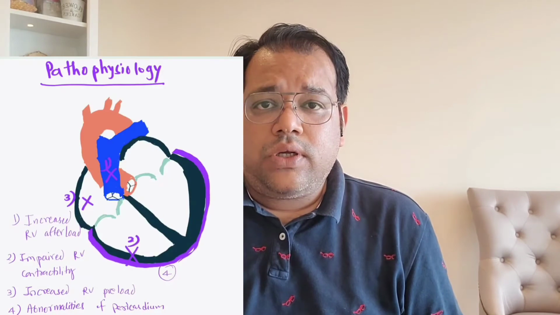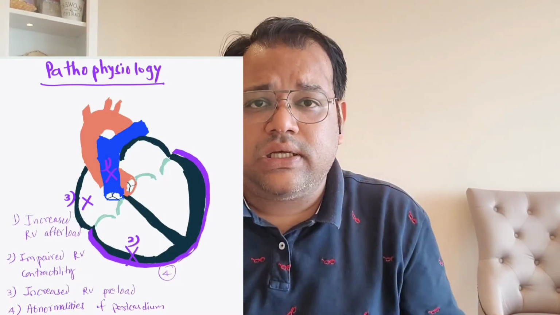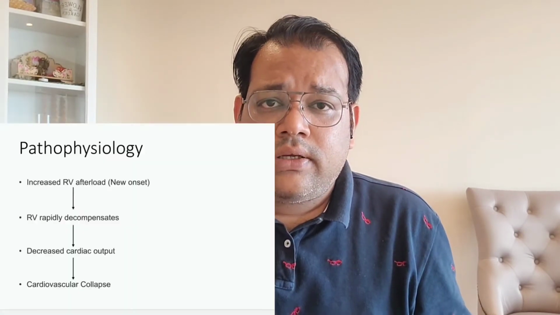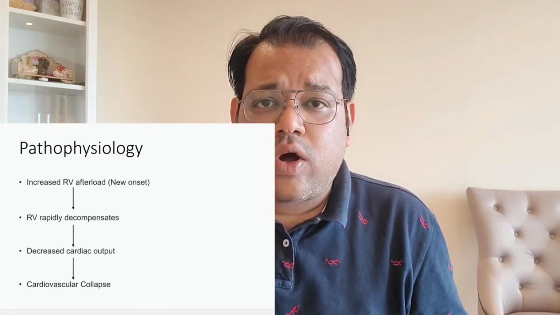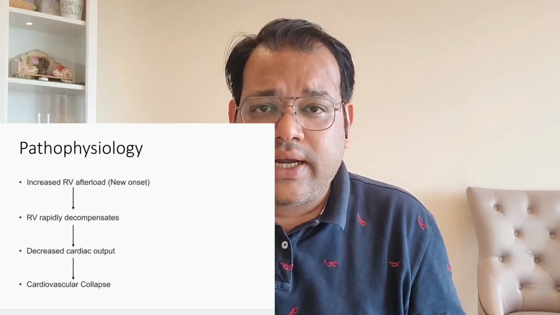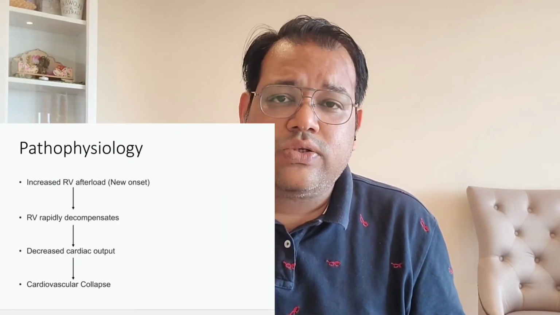Now let us discuss the pathophysiology of right ventricular failure. In the critical care unit, the most important cause of right ventricular failure is increase in the afterload. And the increase in the afterload is acute for various reasons, which we will discuss in the coming time. If the change in the afterload is acute, then the right ventricular cavity cannot compensate. It will immediately get under stress, and it will start failing. The right ventricular output will reduce, and it will lead to cardiovascular collapse.